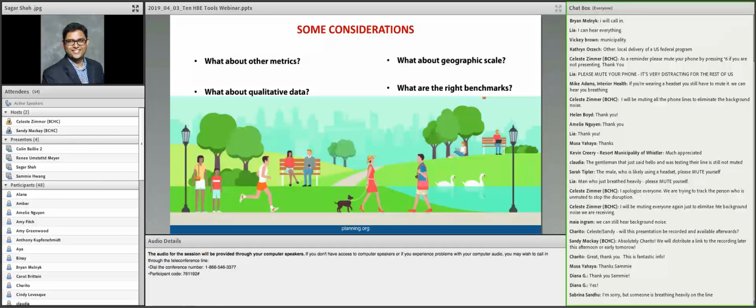And the last one is, what are the right benchmarks? We got this question a lot, actually, when we were working on the project and after the project. And we debated a lot with the advisory committee in terms of providing specific benchmarks for each indicator. So access to healthy food. What is a good access to healthy food? We don't know.